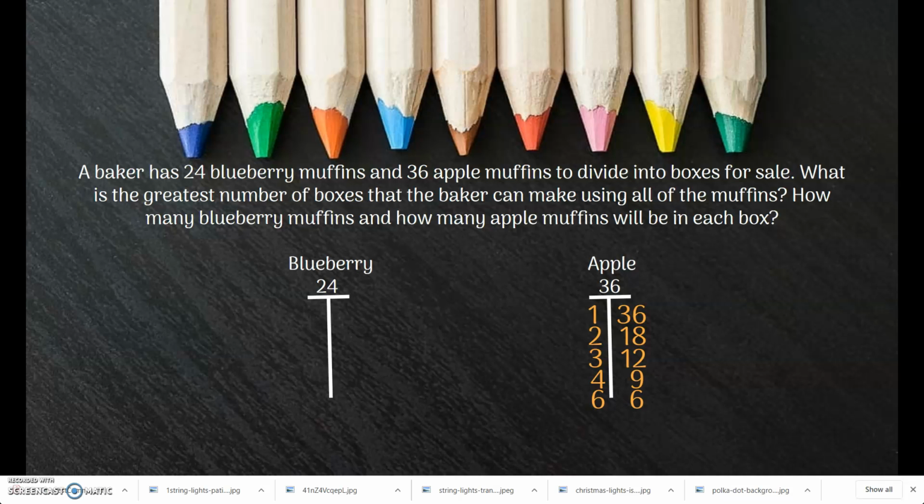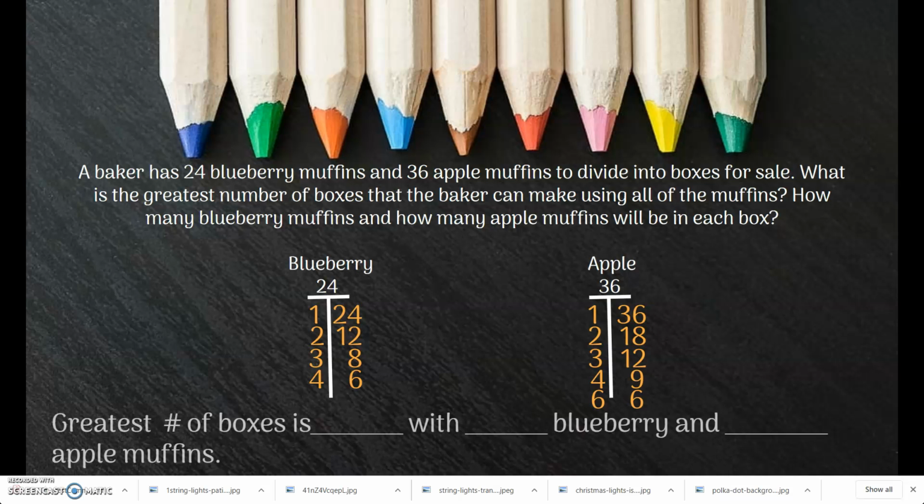I went ahead and already prepared the table for apple muffins, which is 36, and I found the factors. So I found that 1 and 36, 2 and 18, 3 and 12, 4 and 9, and 6 and 6 are the factors of 36. Now together, we'll find the factors of 24, which are the number of blueberry muffins. We have 1 and 24, 2 and 12, 3 and 8, and 4 and 6.